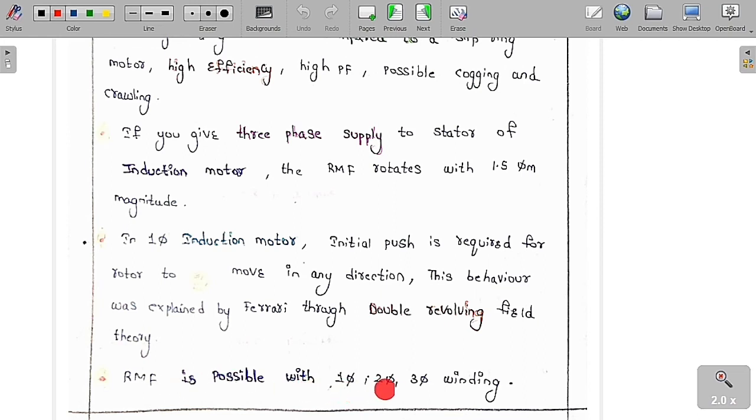RMF is possible with single phase, two phase and three phase winding. See, with n phase we can produce the RMF. I have already told you, for three phase also we can produce RMF, with two phase also we can produce RMF, and also with single phase we can produce RMF. But for single phase, initially we are going to operate the motor like a two phase, then after that we are going to operate like a single phase. Listen carefully. For a single phase induction motor, for starting purpose we operate like a two phase, but after reaching a certain speed, we remove the auxiliary winding. So now it acts like a purely single phase induction motor. So RMF is possible with single phase, two phase and three phase. But particularly for single phase, initially the motor acts like a two phase. This is the important point that you always have to remember.